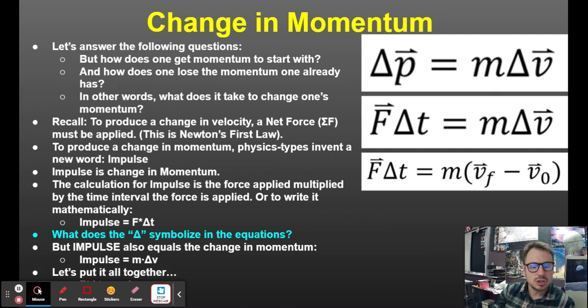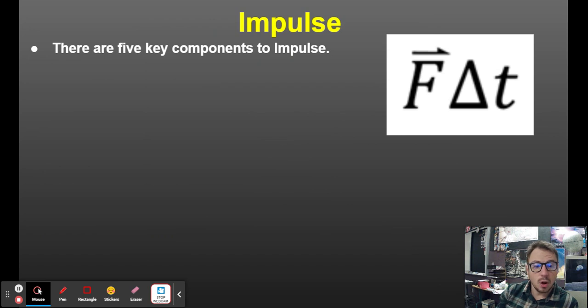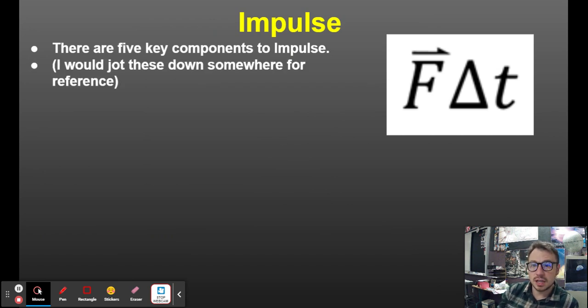If we put it all together, it's going to be these equations over on the right. These are all the same equations, right? Change in momentum equals mass times change in velocity. Well, change in momentum is impulse. And impulse is force times the time interval that that force is applied. And then you can see at that bottom equation, the one that we are going to be using, I expanded the velocity out. The change in velocity is the final velocity minus the initial velocity. There are some components to impulse that we need to know.